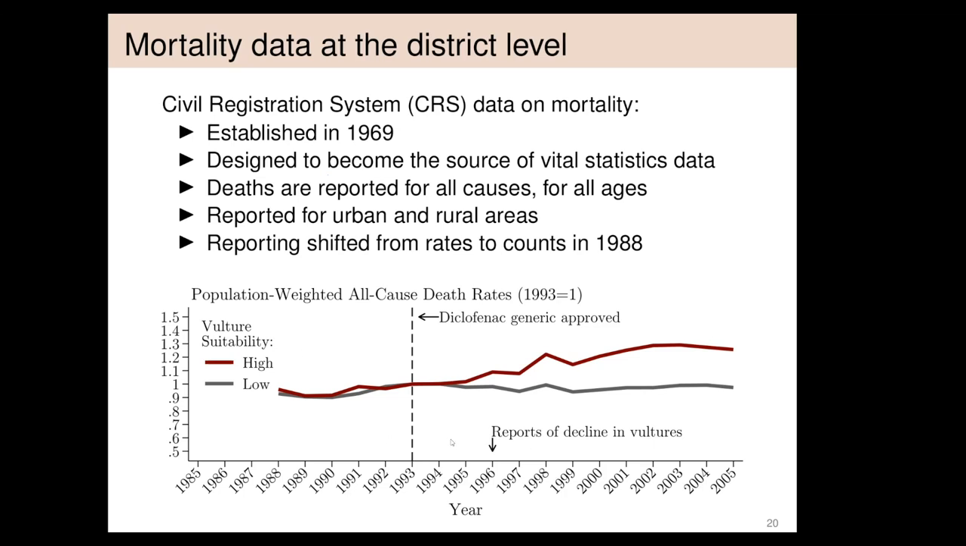What we're doing in this figure here is just taking a simple population-weighted mean of the all-cause death rates and normalizing it to its level in 1993 for either group of vulture suitability, the high and the low. And what we're seeing is there's not much of a difference in how they're trending in the years prior to the generic approval and the collapse of vultures, but the high suitability districts start to diverge and see an increasing trend in their all-cause mortality, and we don't see much of a change in the low suitability. They're essentially just continuing the flat trend they had in the years prior.